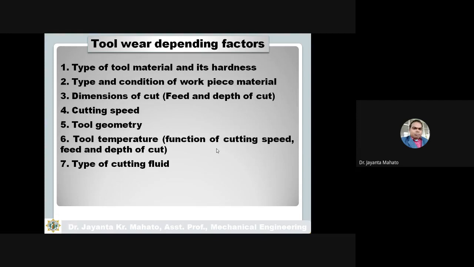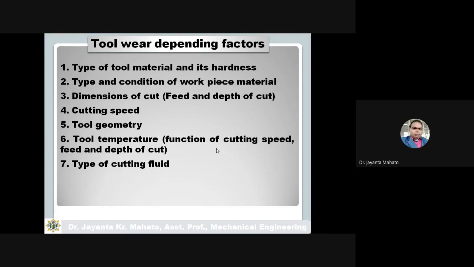Okay, so means what type of material are you cutting, and what are the conditions of cutting, means using cutting fluid or not. Okay, dimensions of cut means how many parameters are you using, so how much feed, and how much depth of cut are you using. Cutting speed, at how much speed are you cutting, so these also depend on the tool wear. अगर ज़्यादा होगा then there may be chances of getting more tool wear.